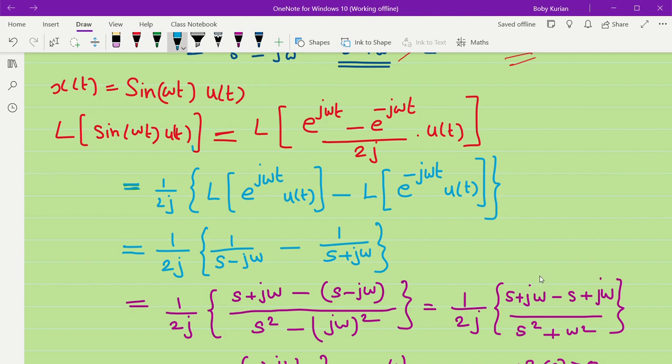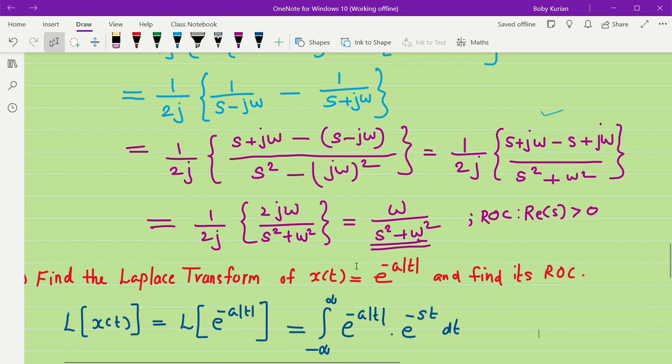We combine them, and when we simplify, what we get here is 1 by 2j into 2j omega. You can see in the numerator (s plus j omega) minus (s minus j omega), so s and s cancel out. What remains is 2j omega. Okay, 2j omega: 2j cancels out, leaving omega by s square plus omega square. Region of convergence: the real part of s greater than 0. So that is the Laplace transform of the sine function: omega divided by s square plus omega square. Thank you.